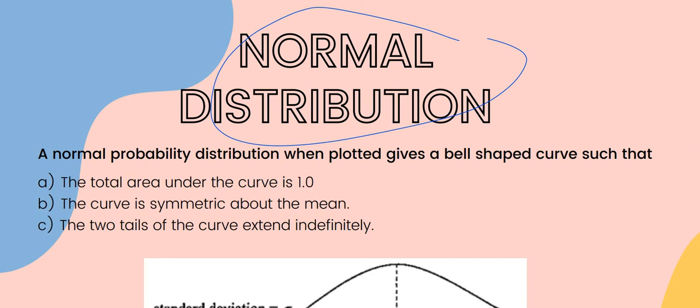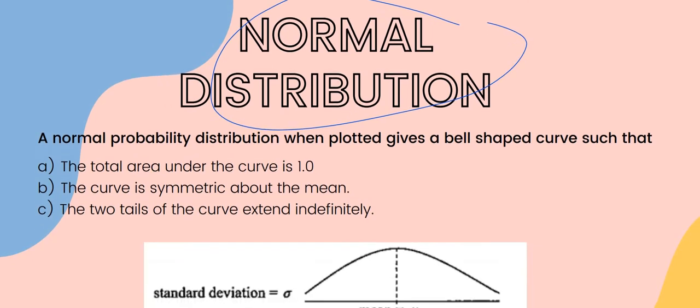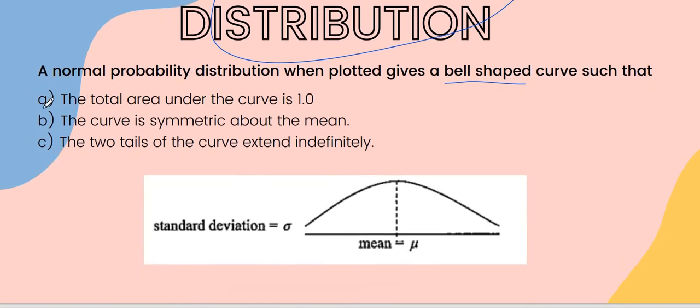Okay, so for normal distribution, we have a normal probability distribution, and when we plot the graph, it gives a bell-shaped curve, bentuk loceng. They have a condition here: the total area under the curve must be 1. The curve is symmetric about the mean. Mean kat tengah-tengah. You can see that this line is equal. Symmetry means that if you imagine you flip this one on this line, you lipat dua ni, you can see that it is symmetrical.